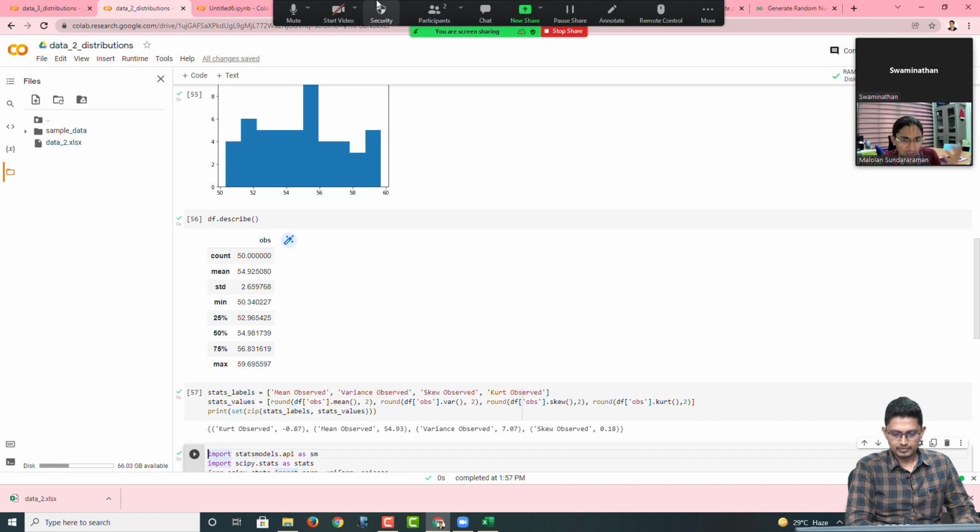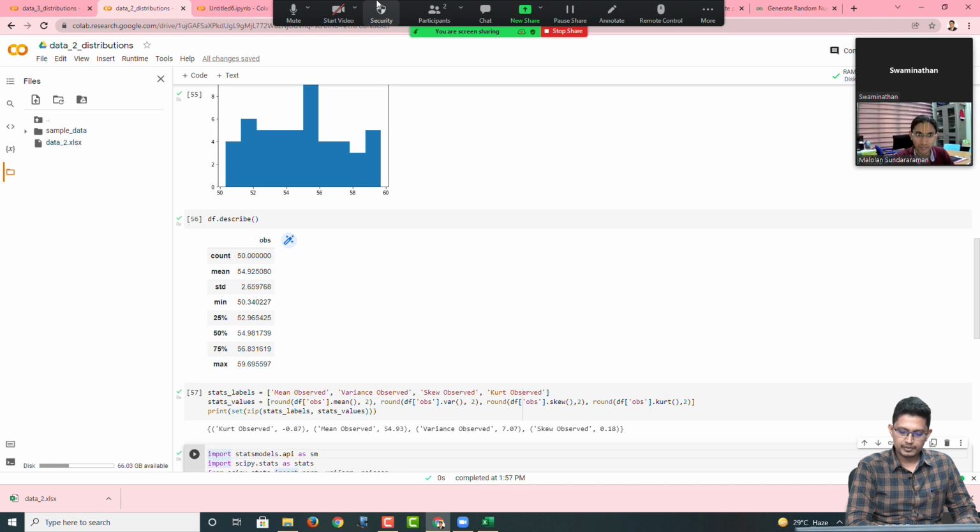The mean 54. The variance is only 7. And the skewness is 0.18. Very, very low. Skewness is 0.18. Yeah. So it is not skewed to either side. It is centered. And the variance is very small. So we can actually say, okay, looking at the split across quantiles, which is also almost even, very low variance, good mean, and the minimum and maximum. So 50 plus, let's say 59.69. So let's assume it to be 60. So 50 plus 60 by 2.